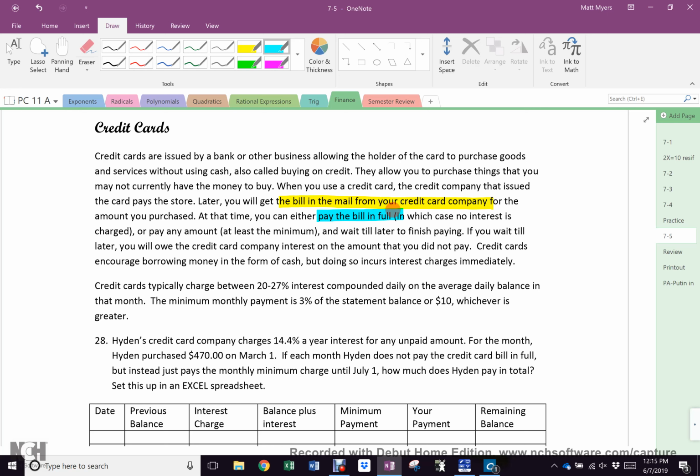Now, along comes May 7th. They send me a bill. That bill says I owe them $300. Everybody understand? If I pay them $300 on July 7th, that is all I pay them. No interest. Does everybody understand?